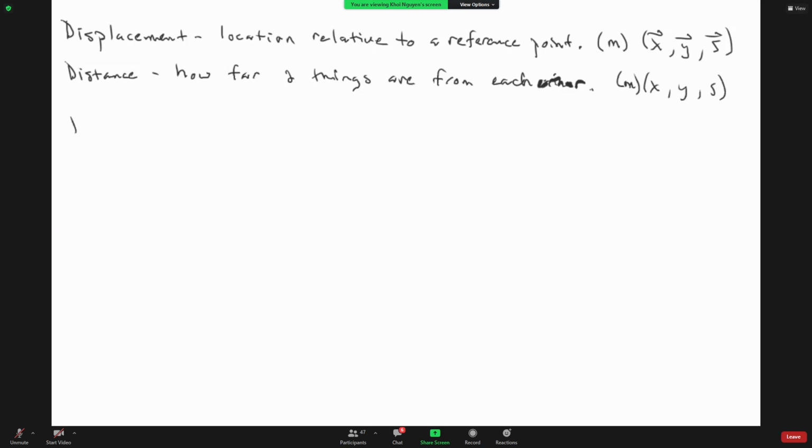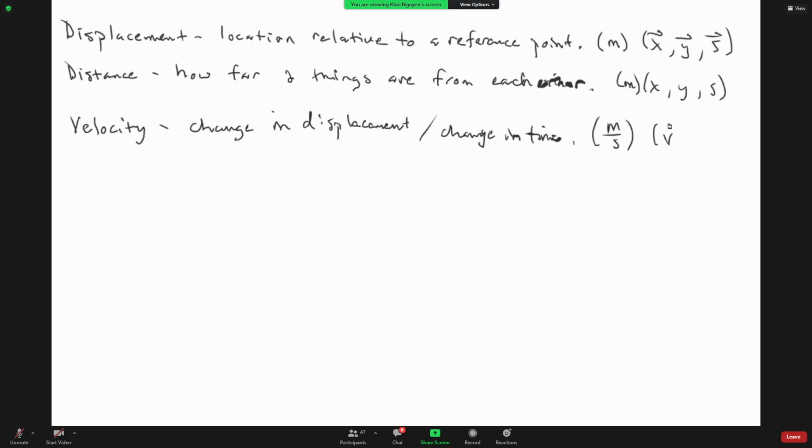Next term we need to know is velocity. Velocity is simply the change in displacement over the change in time. Units are in meters per second, denoted as v vector notation.